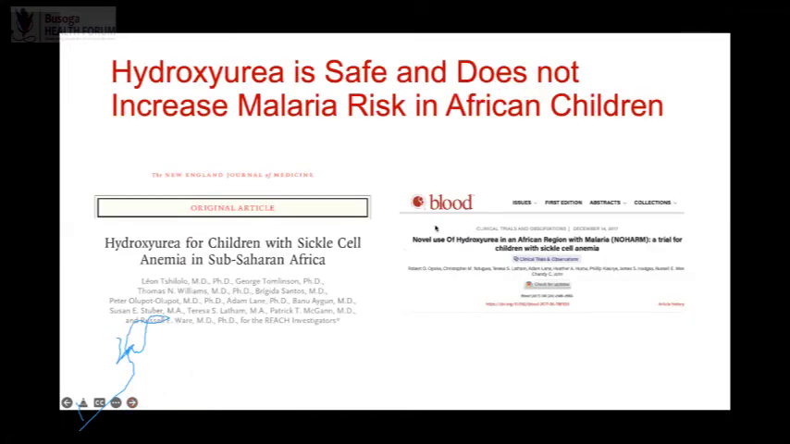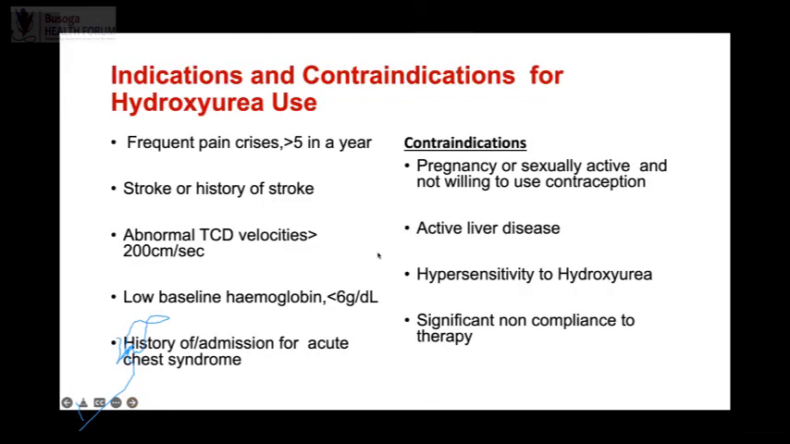So one of the questions was, does hydroxyurea increase the risk of malaria in children in Africa? Remember, it causes myelosuppression. So does it cause immune dysfunction that can put children at risk of malaria? No, it doesn't. It has been shown that it is safe. It does not increase the risk of malaria, it does not increase the risk of infection. So in an African setting, it has the same good effects that we see in children in the West, but also does not give you increased risk for malaria.